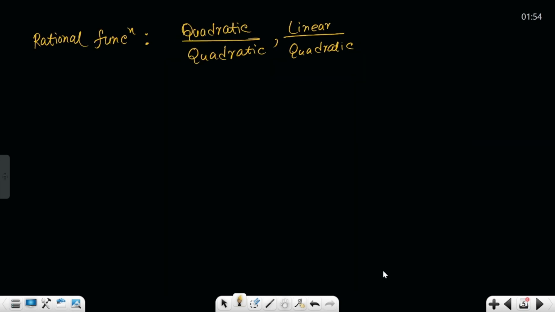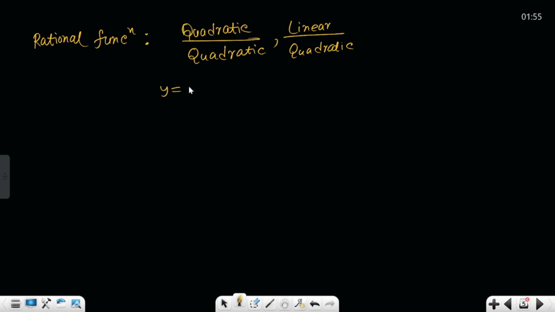Now we will discuss the range of a rational function. We will discuss two types of rational functions: quadratic upon quadratic and linear upon quadratic. These two methods are the same, but we will learn it. Now what is quadratic upon quadratic?